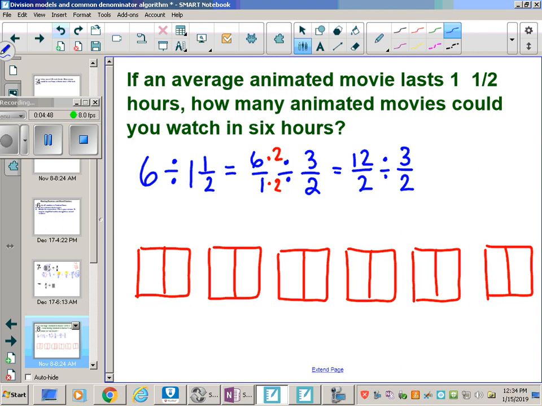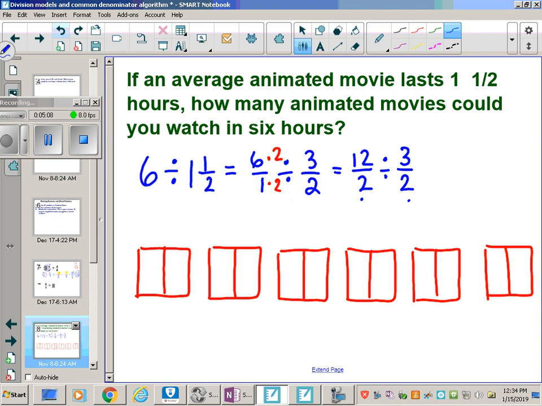If you notice, the problem that we're getting ready to model here, that makes sense, because if you look at our model, right now our model has 12 pieces and each piece is a half. So that's our 12 halves, and what we want to figure out is how many groups of 3 halves are going to fit into that.